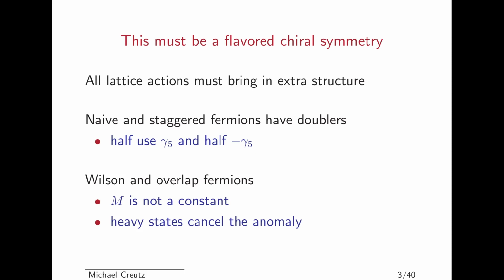All lattice actions must bring in some extra structure. Now, naive and staggered fermions do this by having doublers, half of them using gamma 5 and half using minus gamma 5. So you have this wrapping I talked about before, one way around some of them, one way around the others. Wilson does it another way, and overlap fermions also, where the mass term is not a constant, unlike in the continuum. And in the mass term there are heavy states which cancel the anomaly.